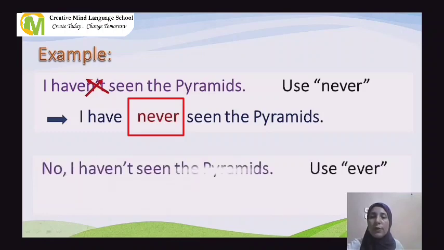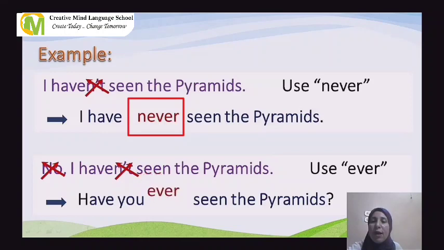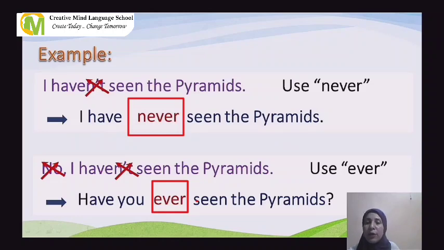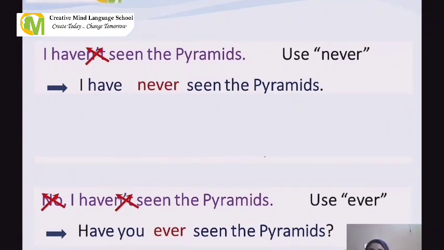Okay? What about using ever in questions? Here we have the sentence. No, I haven't seen the pyramids. Here I'm asking you to use ever. Of course, if you use ever, it means to form a question. So how can we form the question with ever? We remove first no and not. Then we start with have. Have you ever seen the pyramids? Can you see? Ever comes after the subject in the question, not after have or has. So we say, have you ever seen the pyramids?